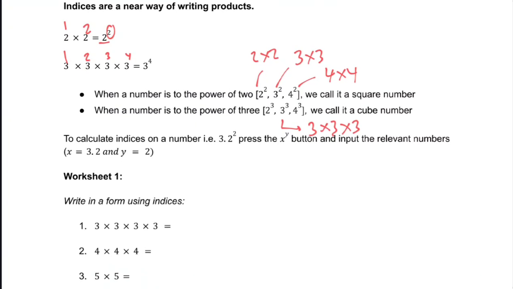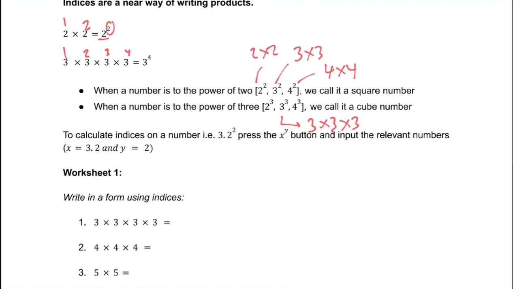Okay, and if we're thinking about how to calculate indices, for example 3.2 squared, on a calculator, it's going to depend what calculator you're using, but usually there's an x to the power of something button, and you can just input the relevant numbers. So in this case, your x is going to be 3.2, and your y is going to be 2, for squared.